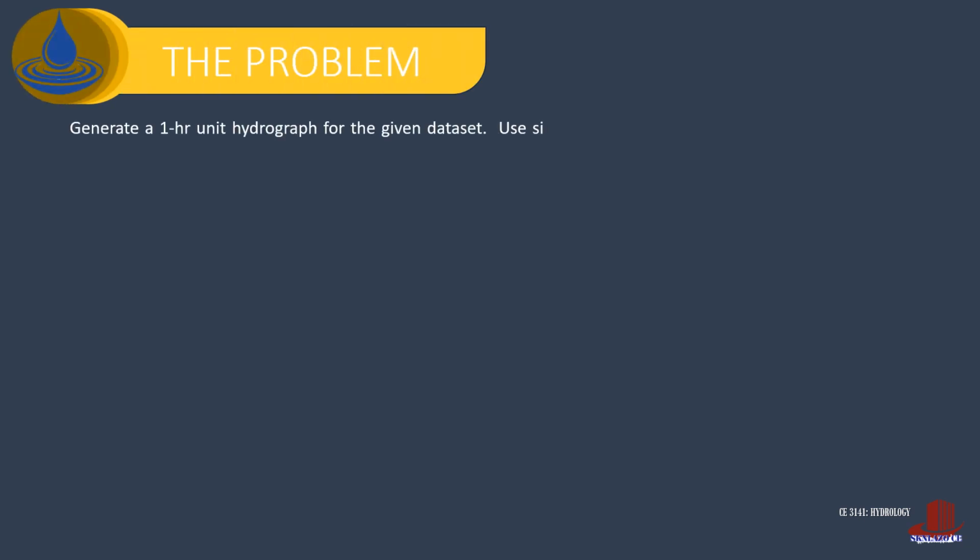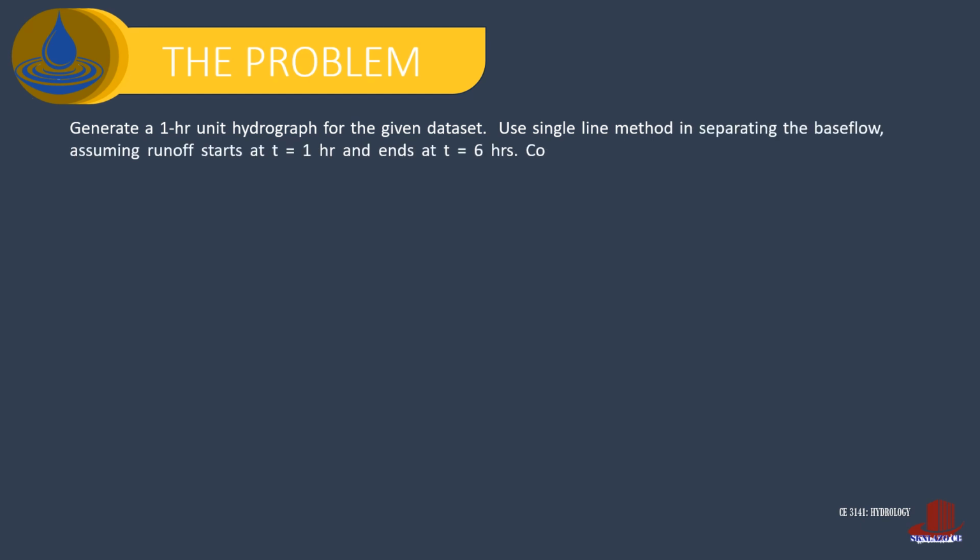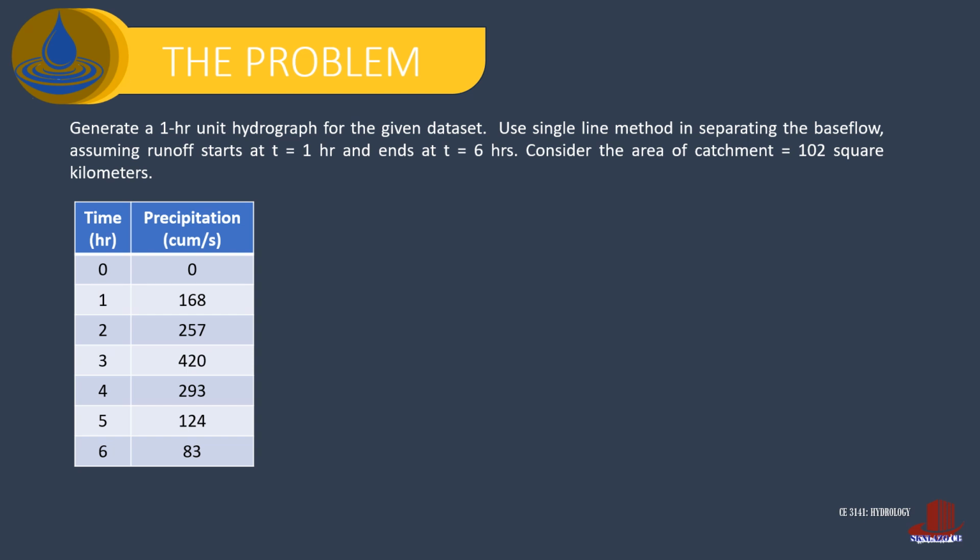Given data of time in hours and precipitation in cumecs, we are to create a 1-hour unit hydrograph. The direct runoff will be determined by separating base flow through the single line method, starting at T of 1 hour and ending at T of 6. The catchment area is 102 square kilometers.